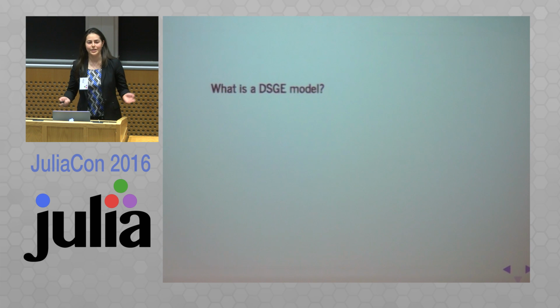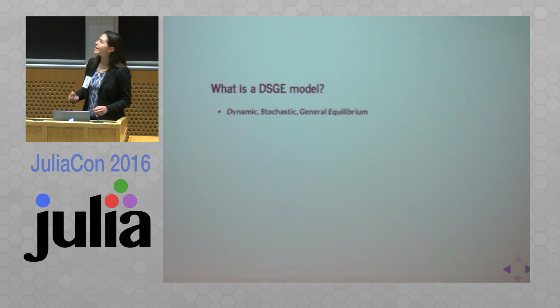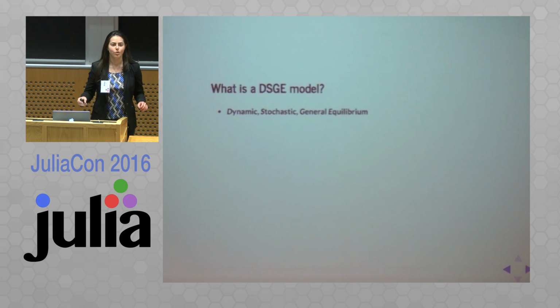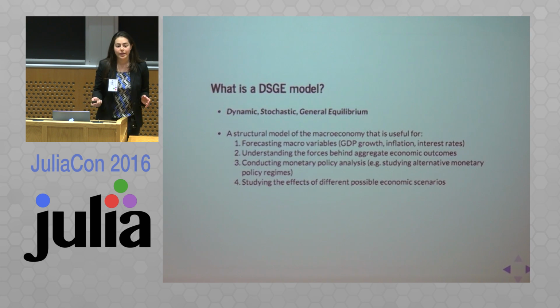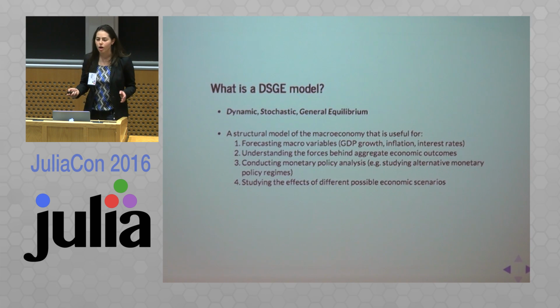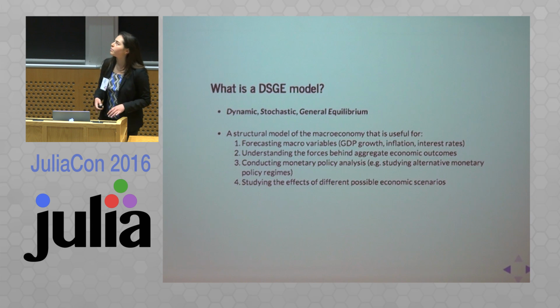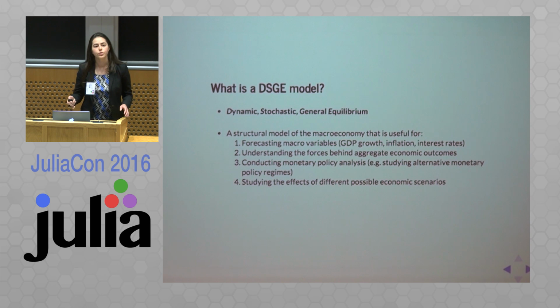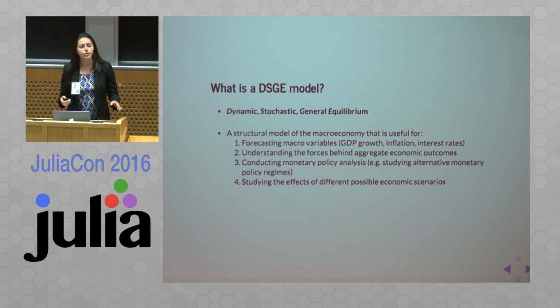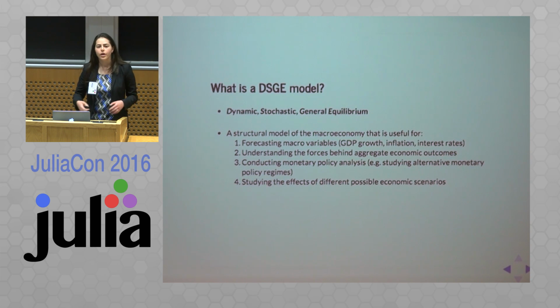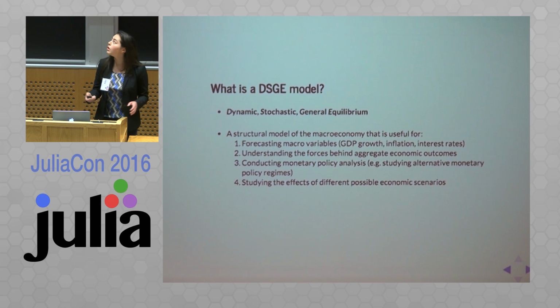So what is a DSGE model? First of all, DSGE stands for Dynamic Stochastic General Equilibrium, which is a mouthful. But basically it is a structural model of the macroeconomy that's useful for four main kinds of things. The first one is forecasting macro variables. So GDP growth, inflation, interest rates, all that stuff, you can forecast with a DSGE model.